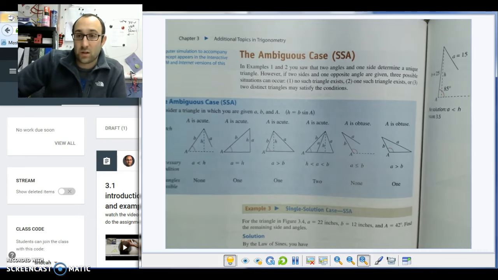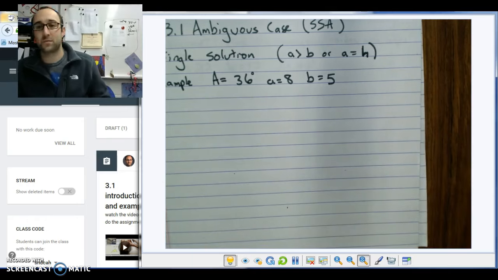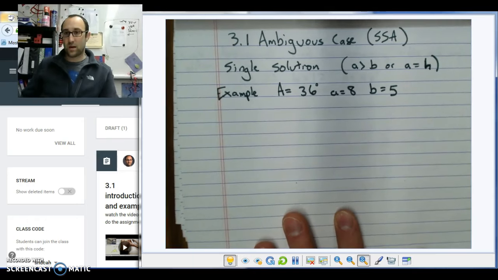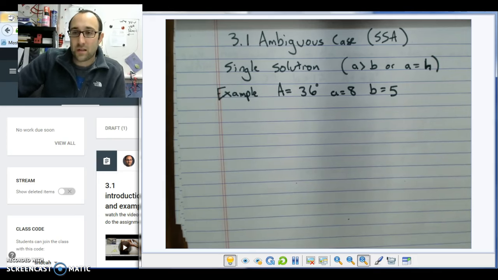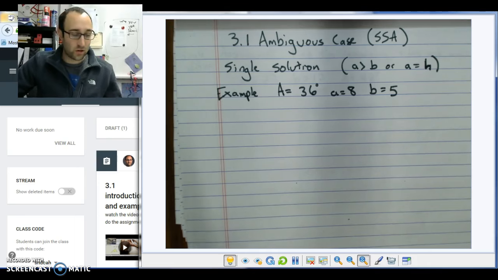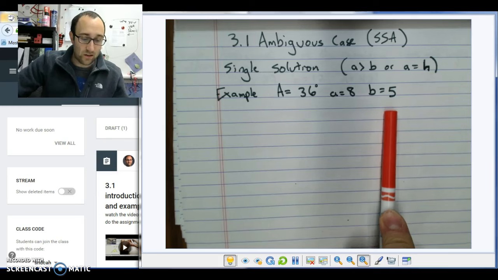So what we're going to do is look at just a single case first, and then you are going to do some problems with that. So here's the single case that we have. Our single solution means that either a is bigger than b or a is equal to h. So our example: A equals 36 degrees, the length of a is 8, the length of b is 5.